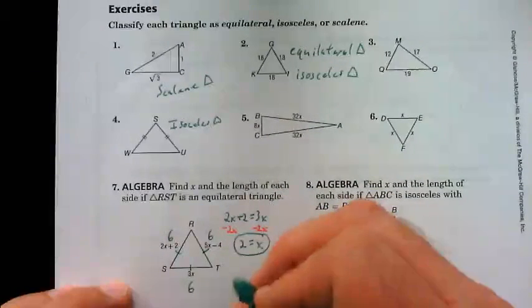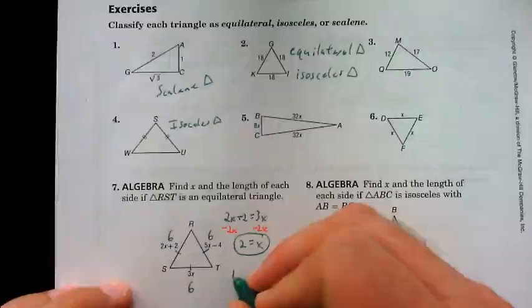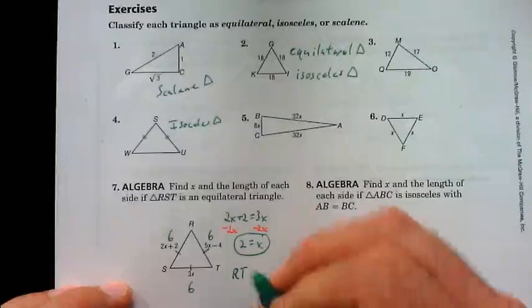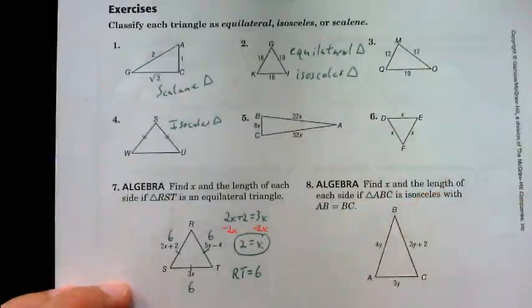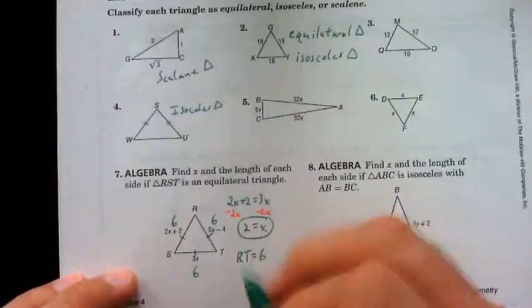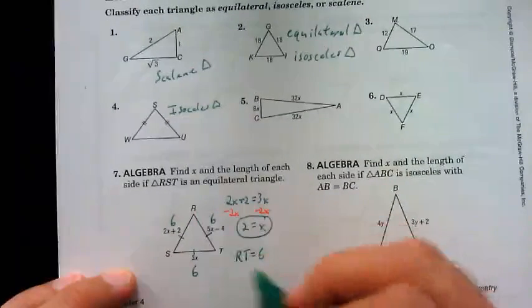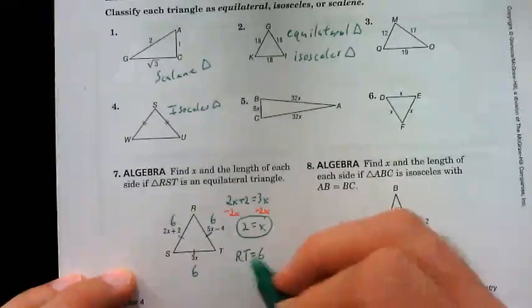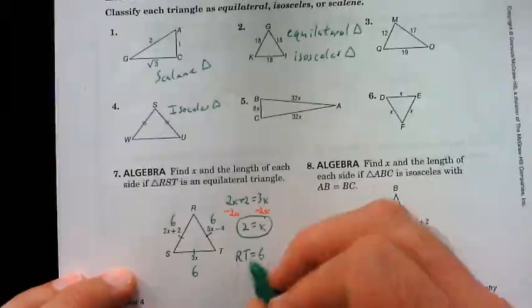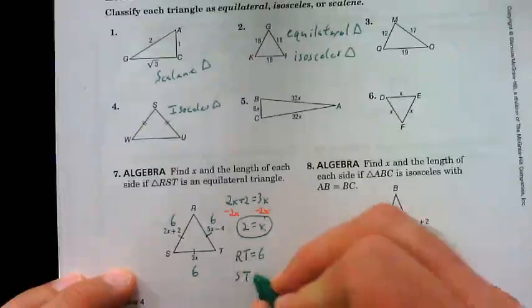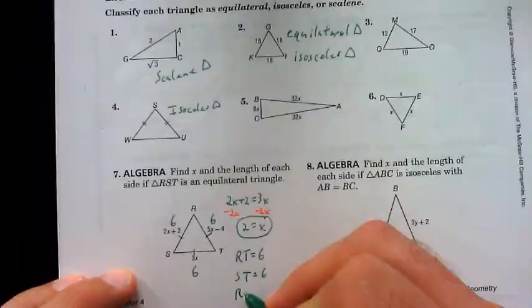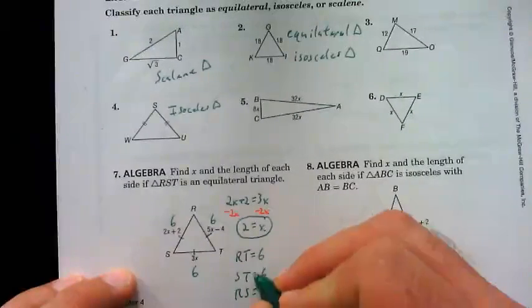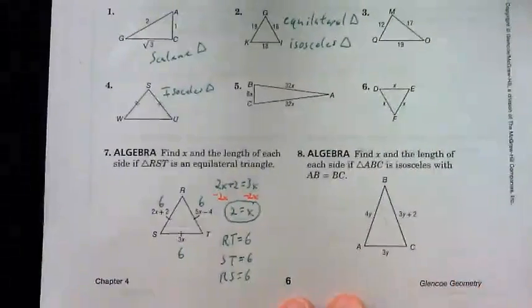Now, if you wanted to write them out in terms of length, instead of labeling them, you could also write them out like this. Remember to use proper notation. So if we're talking about the length of RT, we don't put any segment over top because we're talking about the measure or the length of RT. Same thing with ST and RS. All right. So again, that's an algebra problem with this.